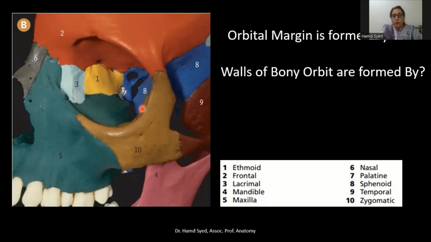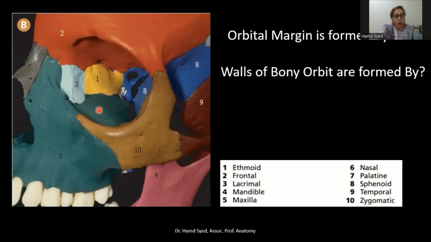Now, if we talk about the individual walls, which bones are forming these walls? Well, the roof of the bony orbit is formed by the orbital plate of the frontal bone. The orbital plate of the frontal bone is going to separate this orbit from the anterior cranial fossa, which contains the frontal lobe of the cerebral hemisphere. Now let's look at the lateral wall of the bony orbit, which is formed in front by the zygomatic bone and behind by the greater wing of the sphenoid bone.